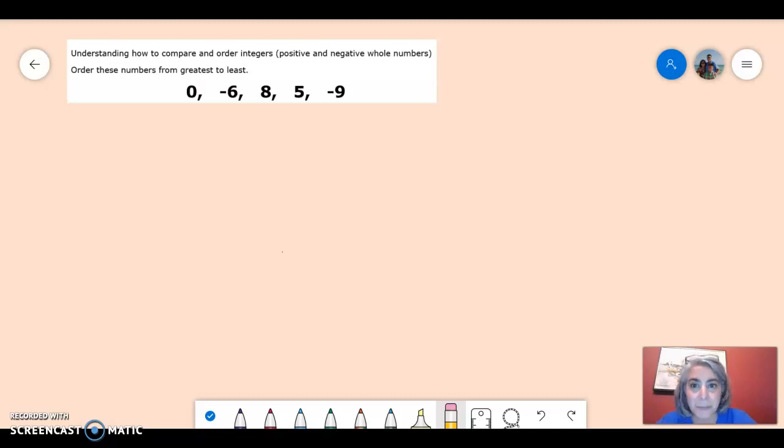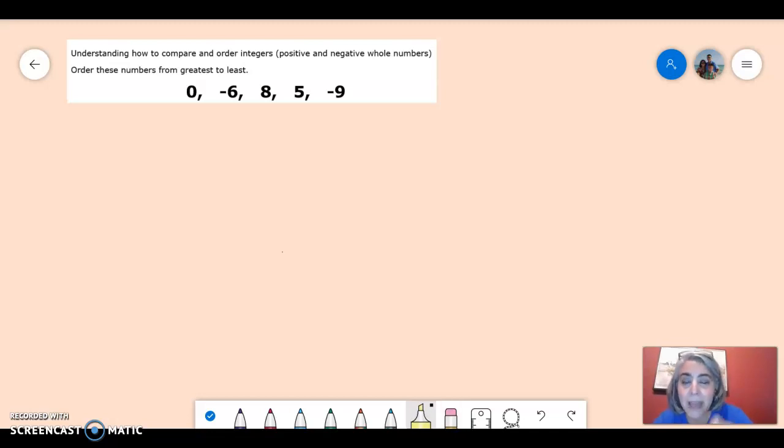And integers are simply positive and negative whole numbers. Remember that whole numbers just means that there's no fractions and decimals. In 6th grade, this is the first time that you start learning about negative numbers, and they kind of rock your world. It makes things a little bit more difficult until you get comfortable with these types of numbers. So I'm going to show you today how to put these numbers in order from greatest to least.